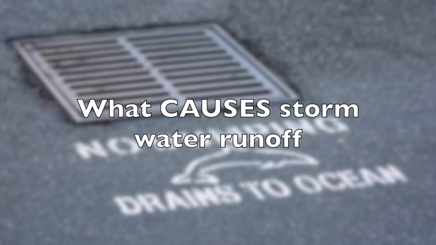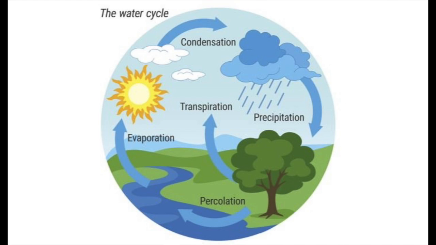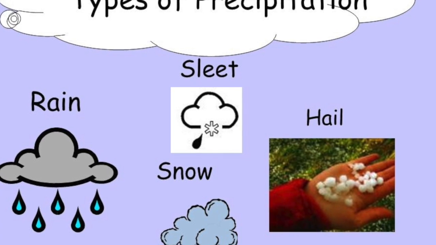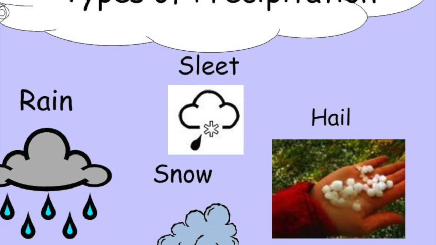What causes stormwater runoff? So to understand how stormwater runoff works, you first have to understand how the hydrologic cycle works. The hydrologic cycle in turn takes water up into the atmosphere and releases it in four ways: in rain, hail, sleet, and snow.